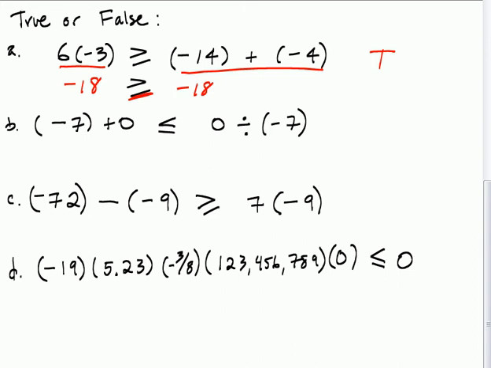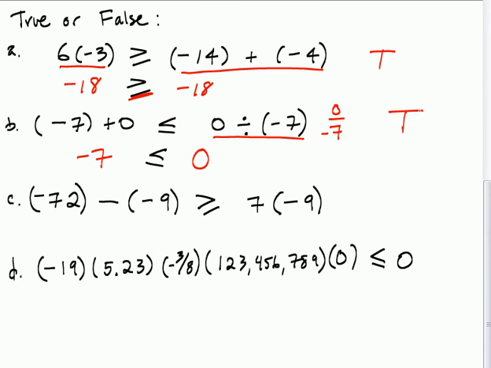In B, oh, I love 0. Negative 7 plus 0, oh, that's easy. Negative 7, and we ask, is that less than or equal to what we get on the right when we have 0 divided by a negative 7? Remember, that's the same thing if you prefer, 0 divided by negative 7 would look like that, and that is 0. So is negative 7 less than or equal to 0? Yes, because it's to the left on the number line, so that is true also.